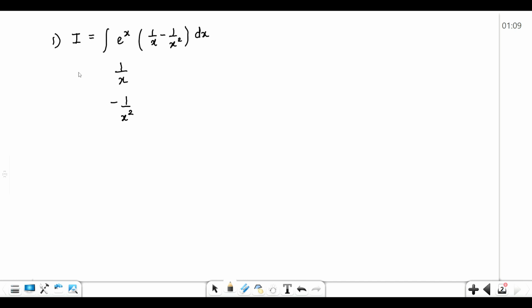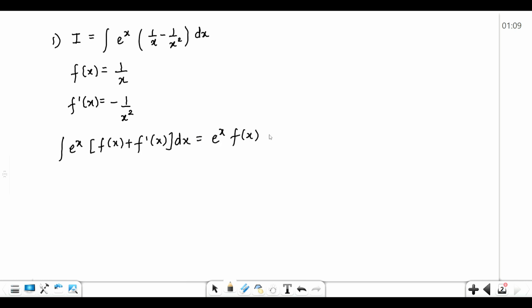So for that we will consider f of x as 1 upon x, and when you take the derivative, f dash of x is equal to minus 1 upon x square. Then we will write the property, that is, the integration of e raised to x, f of x plus f dash of x, dx, equals e raised to x f of x plus c. This should be your answer.